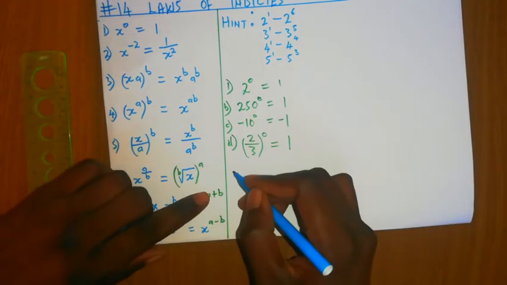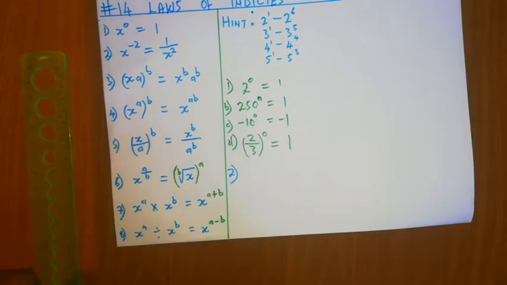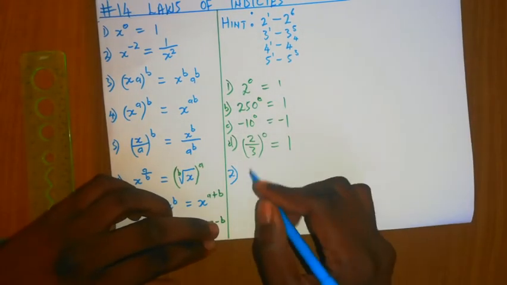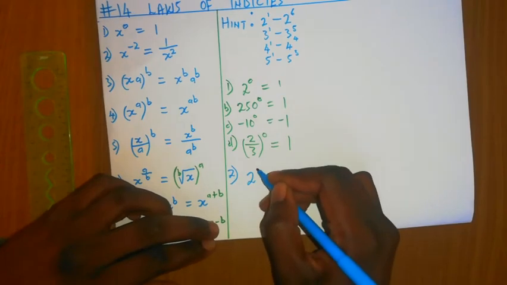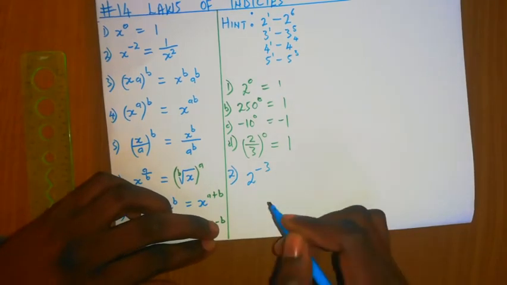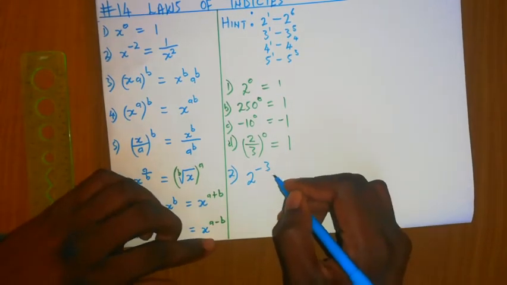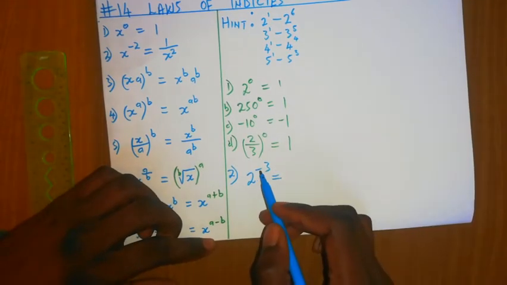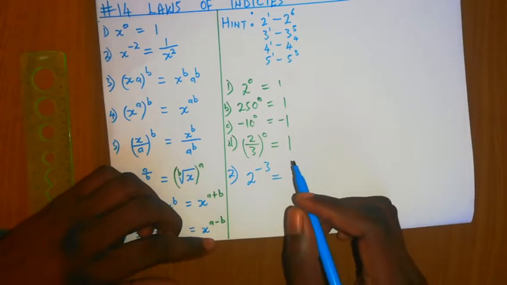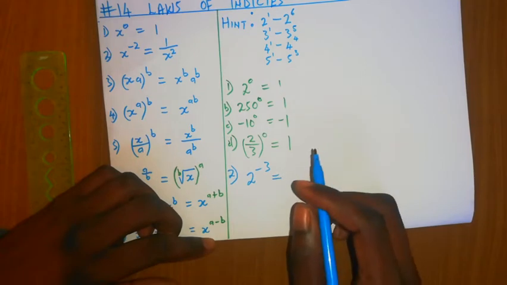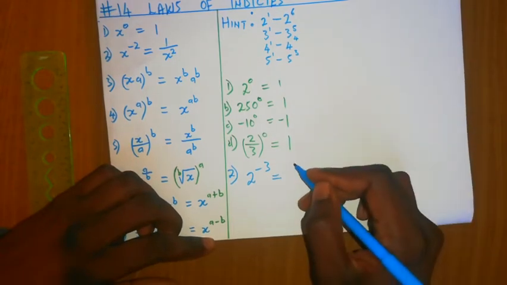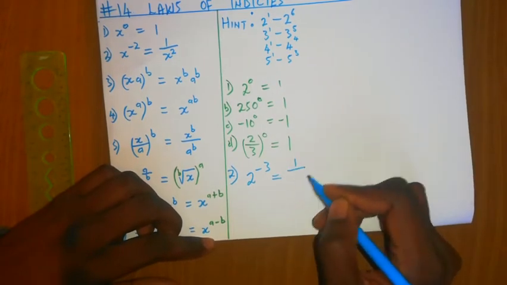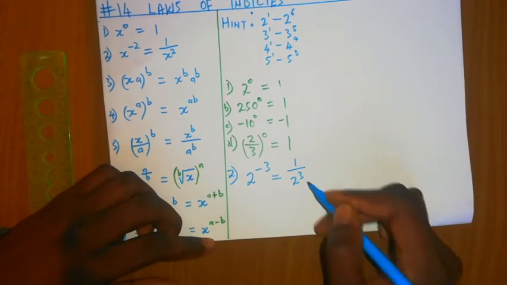Our law number 2. I might say 2 to the power negative 3, which is equal to, this negative sign is going to be converted to become a what? An inverse. In this case, I'm going to obtain 1 over 2 to the power 3.